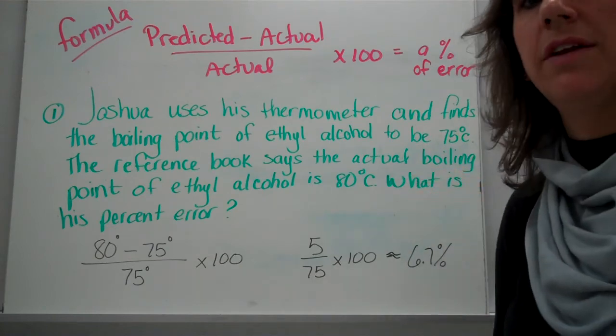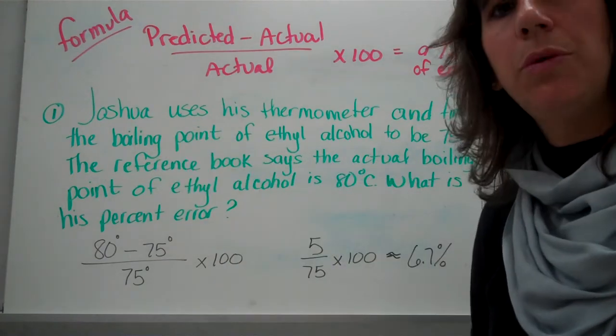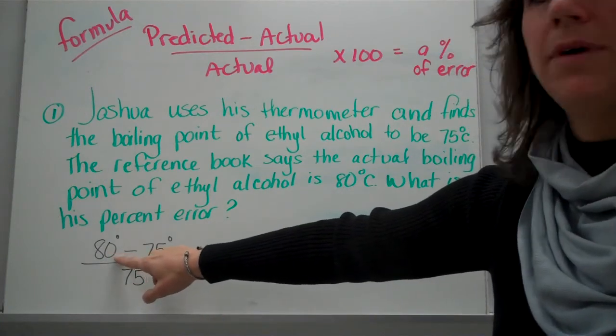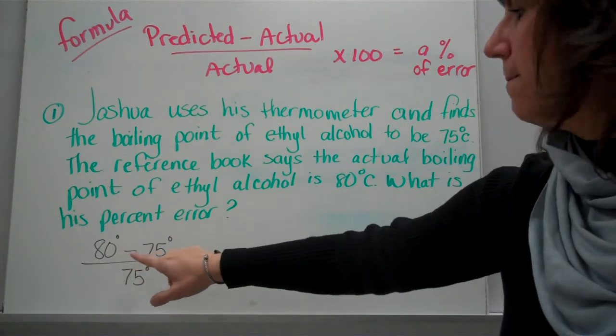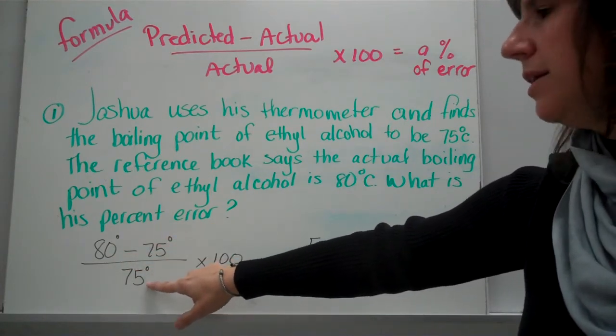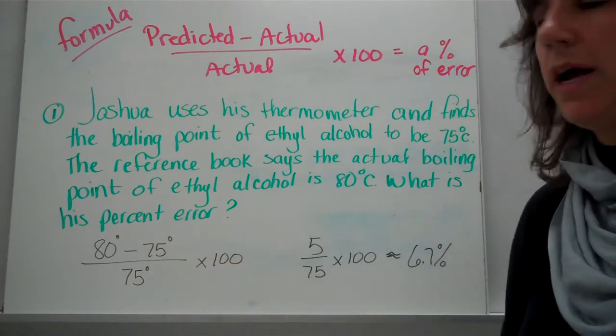So what is that percent of error? How far off really was Joshua in percentage form? So what we're going to do is take how much it is supposed to be minus how much it is. You're going to take that and divide it by what it is, and then times by 100.